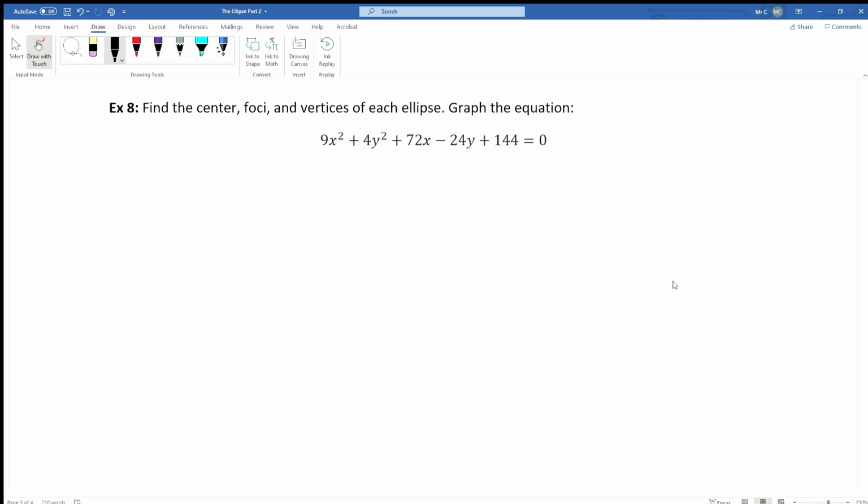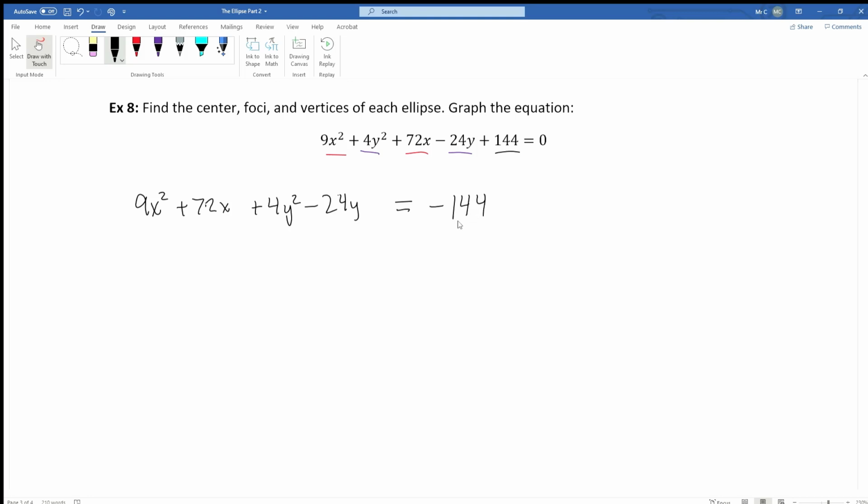All right, what I'm going to do first is group all of my x terms together, and then group all of my y terms together, and then put everything else somewhere else. So 9x squared plus 72x. Then I've got 4y squared minus 24y. And then I've got this 144 here, which I'll go ahead and move to the other side of the equation and make it negative 144.